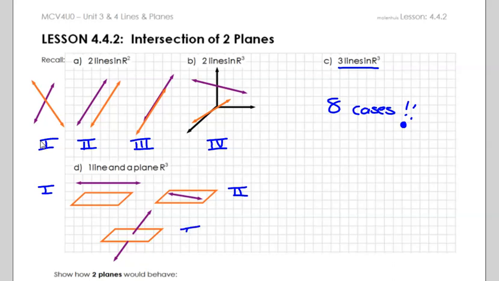The third case is where we have 1 point of intersection, where the line and the plane are not parallel, so they do intersect, and the line is going to pierce right through the plane. Now that we've talked about lines and lines, and lines and planes, we're going to talk about planes and planes. Think about 2 pieces of paper and how they could possibly interact with each other.